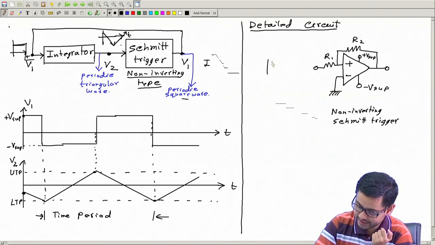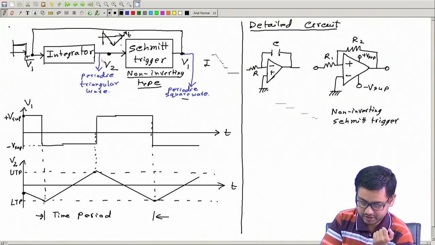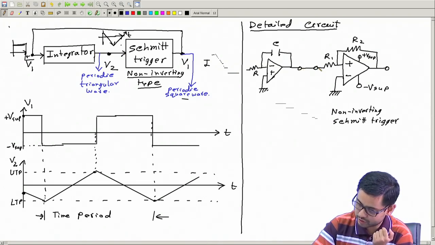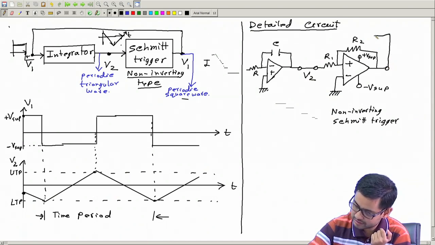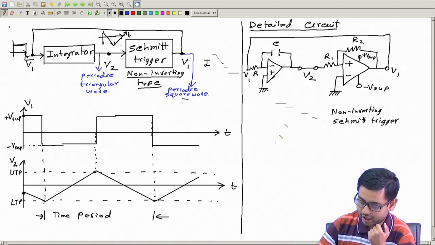Now let's draw the integrator, which I have already drawn. Capacitor, resistance R, and you know that we have a loop. This is connected to this, and this is connected to this. This point is V2, and this you connect here. This is V1. This is also V1. So we can easily draw a complete circuit diagram.